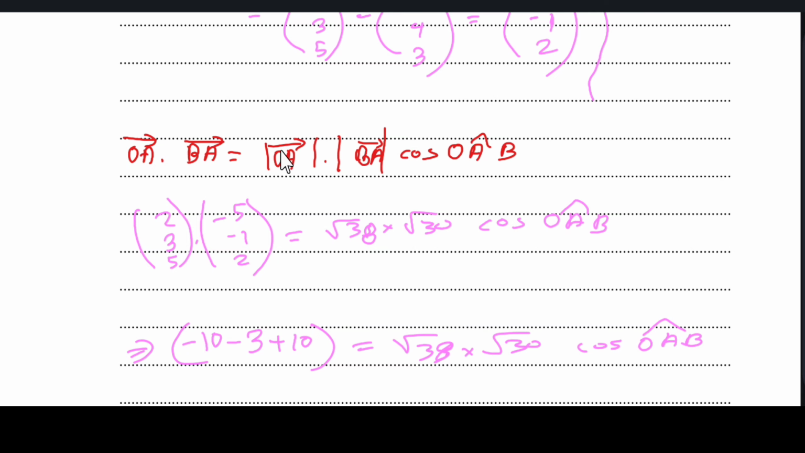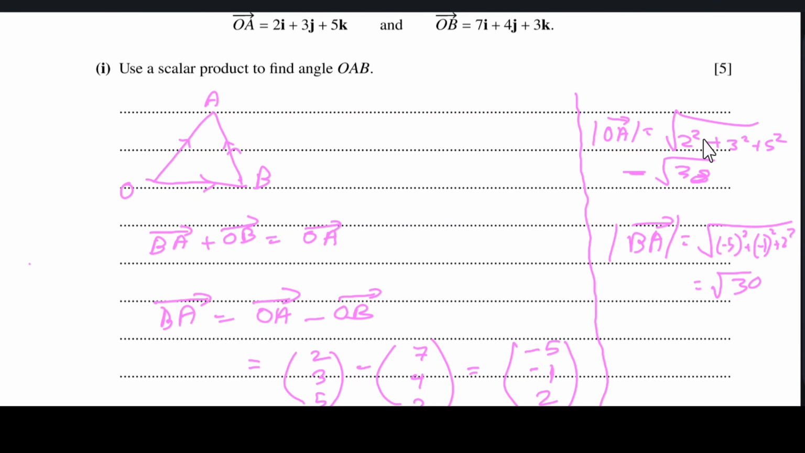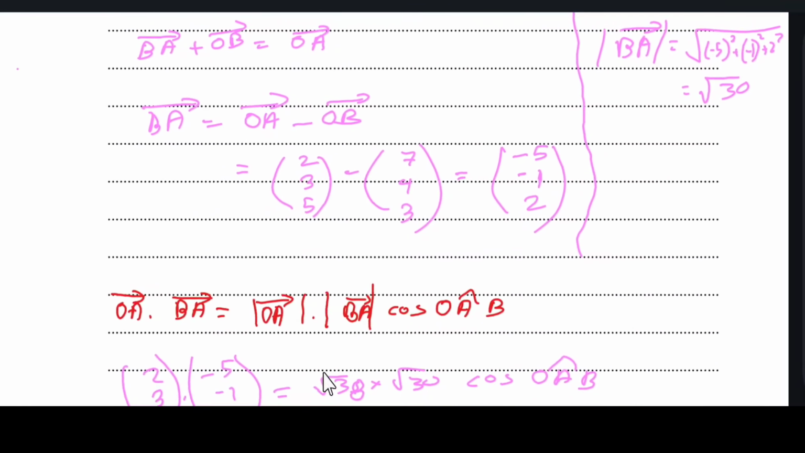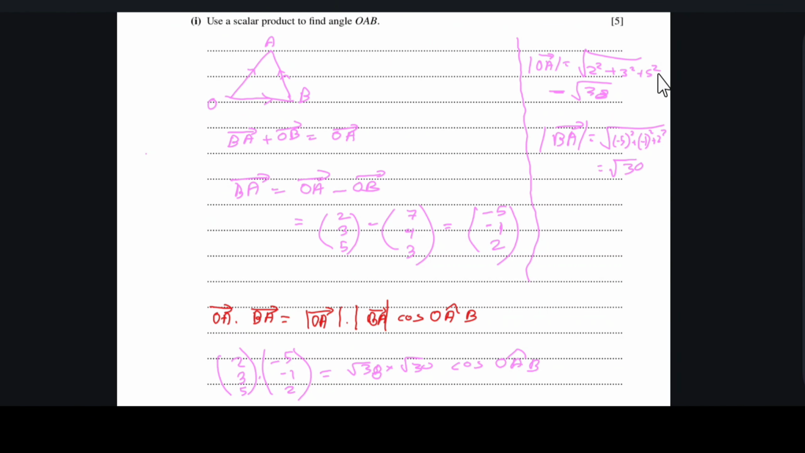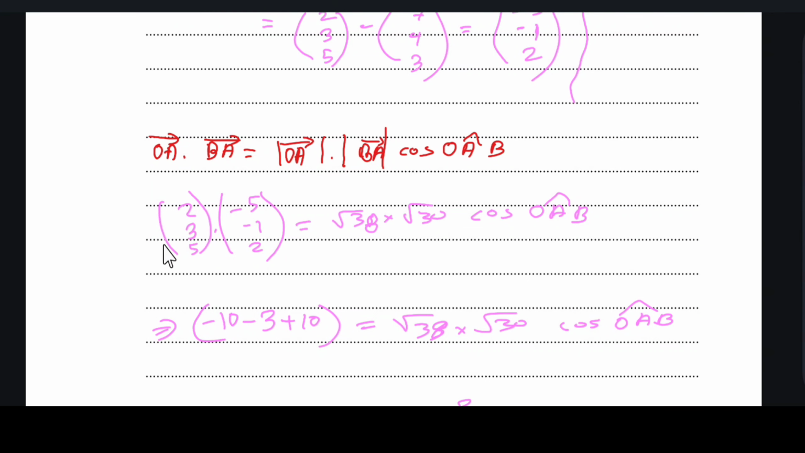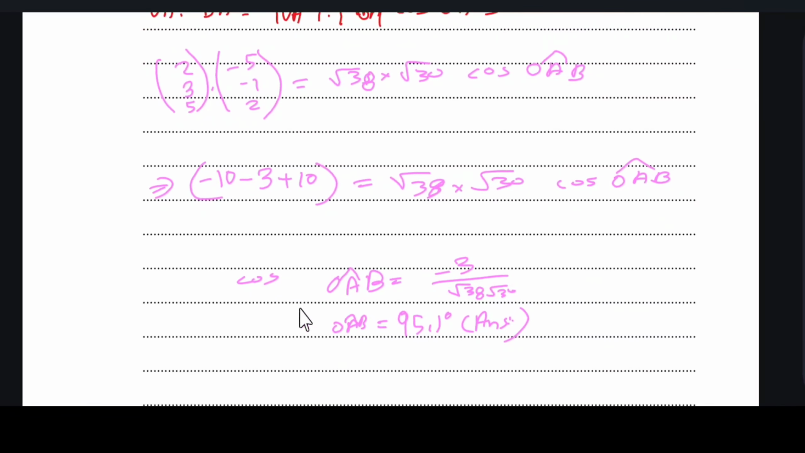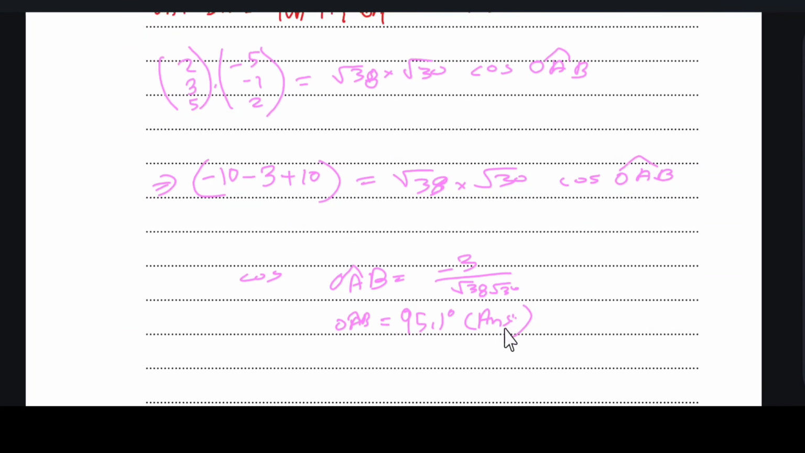Then the magnitude of OA is root over 2 squared plus 3 squared plus 5 squared, which is root 38. And for BA, it is root over negative 5 squared plus negative 1 squared plus 2 squared, that is root 30. After equating these values, we get cos OAB as negative 3 by root 38 by root 30, and so the angle comes to be 95.1.